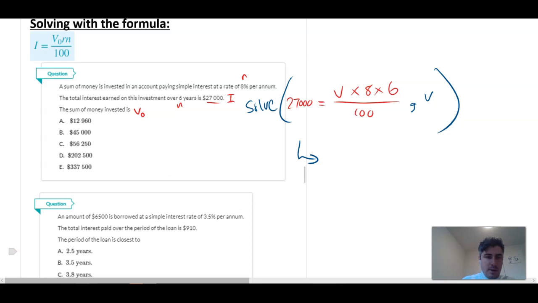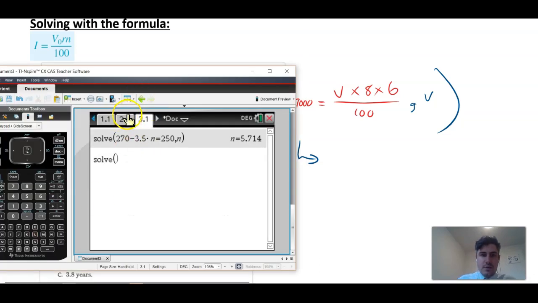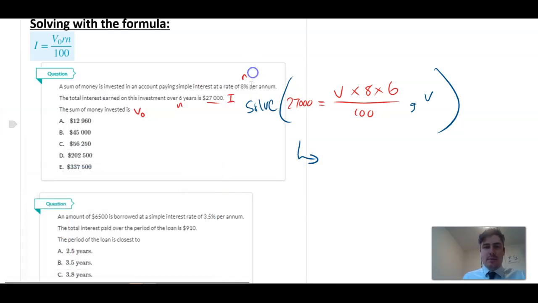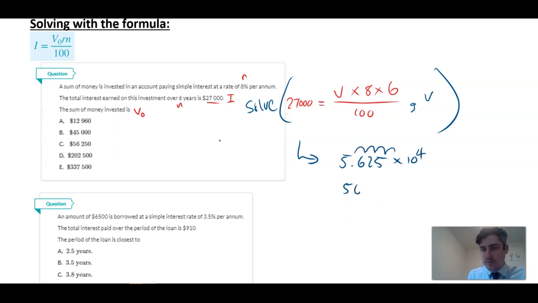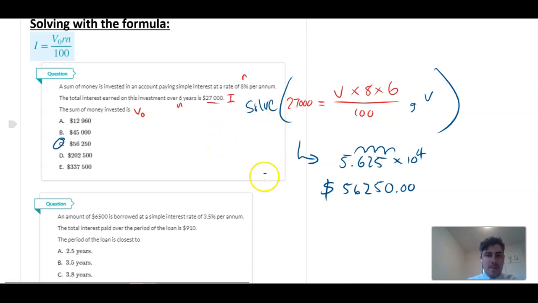So if I just open up the calculator now to try that, so solve 27,000 equals V times 8 times 6 over 100, comma V, and we get 5.625 times 10 to the 4, so we're going to have to move that decimal place along. So 5.625 times 10 to the 4, so let's move that 1, 2, 3 and 4 times along. So we're going to have 56250.00 dollars, which is that answer there, C.